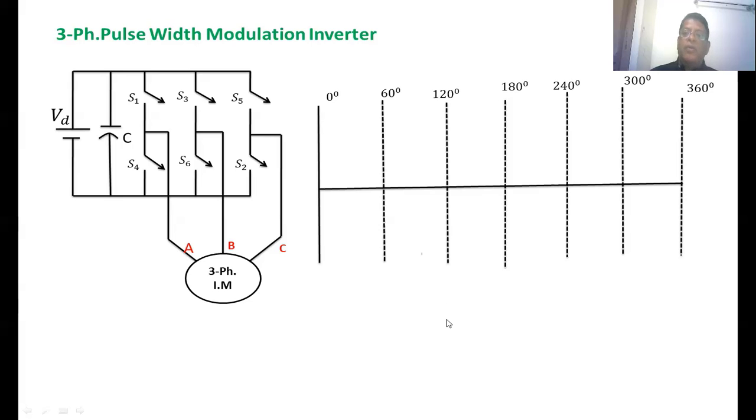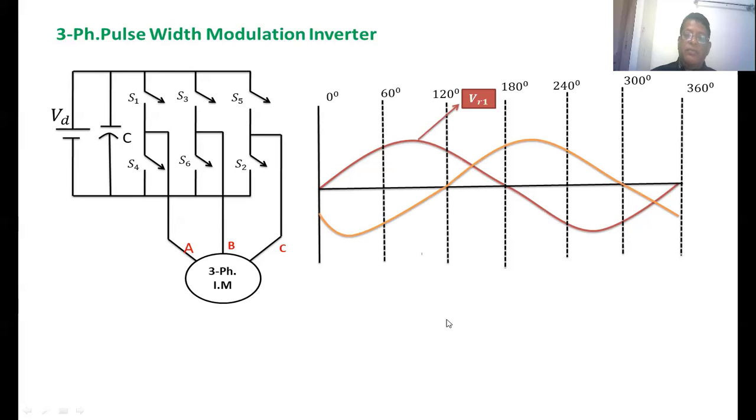So here we have taken three sinusoidal reference voltages with a displacement of 120 degrees. This is the first sine wave. This is the second sine wave. The delay angle between the first and the second is 120 degrees. In the same manner, the delay angle between the second and the third sinusoidal voltage is 120 degrees.